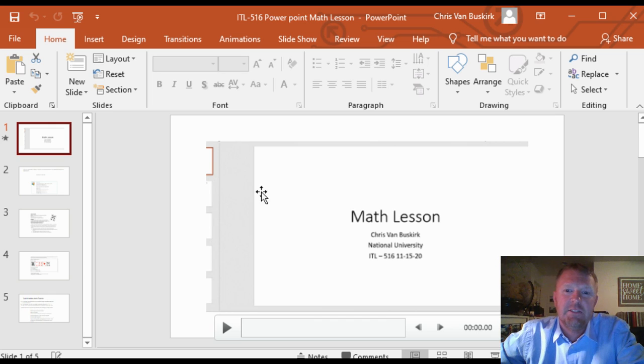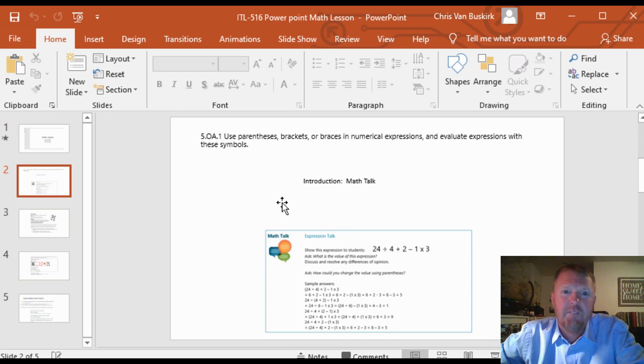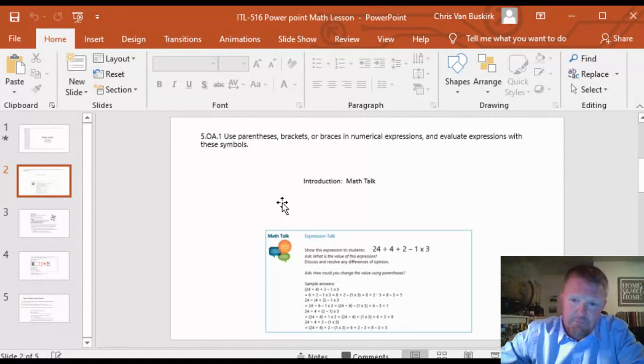Today I'm teaching math lesson 5.0A1. Use parentheses, brackets, or braces in numerical expressions and evaluate expressions with these symbols. So to introduce this lesson, we start with the math talk.